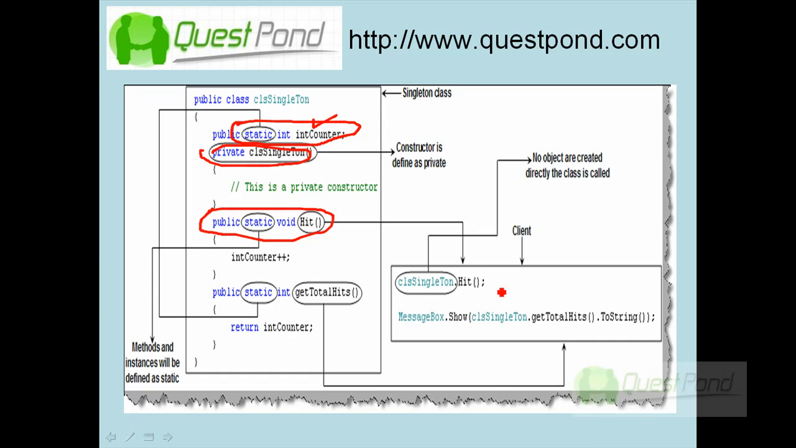Now if you look at the client code, we are not creating any object of it, we are directly calling it by class name. Why? Because we don't need to create an object of it according to the definition of the Singleton pattern. There's already a global object created. So by just calling clsSingleton.hit, it will always go and increment my internal counter.